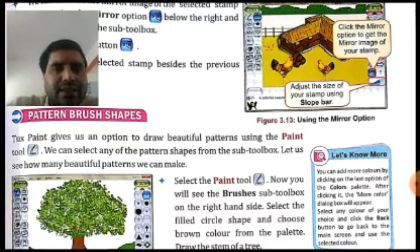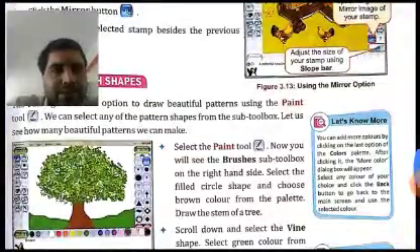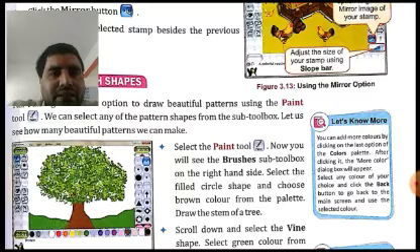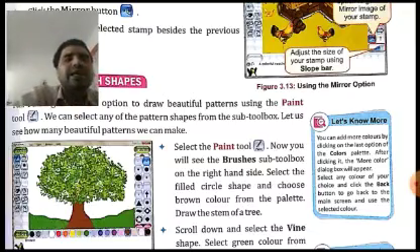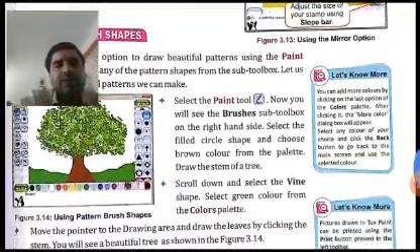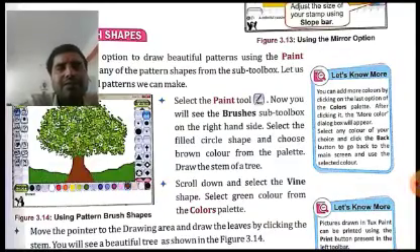Now from the right hand side sub toolbox, we will select the filled circle shape. Different shapes are given in the sub toolbox. We will first choose the filled circle shape, and then we will choose brown color from the color palette. Then we will draw the stem of a tree.